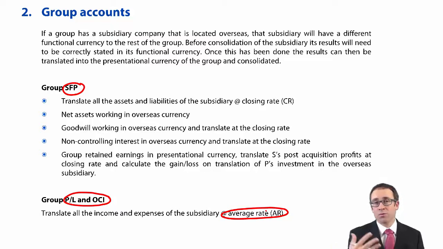What is the average rate? It's whatever you see within the question. There is no specific information given within the standard about how to calculate that average rate, so you can make up anything you so wish.